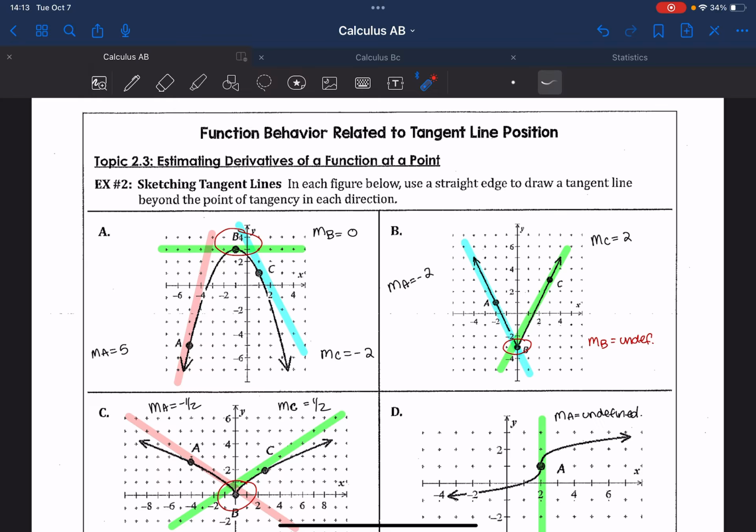Notice in part A, we had this tangent line that goes through the point A, and we were able to use rise over run to estimate the slope to be 5. Same with this one going through B. Since it's a horizontal line, we know this slope is 0. And then with this one as well, we're able to estimate the slope at C by doing rise over run, and we get -2.